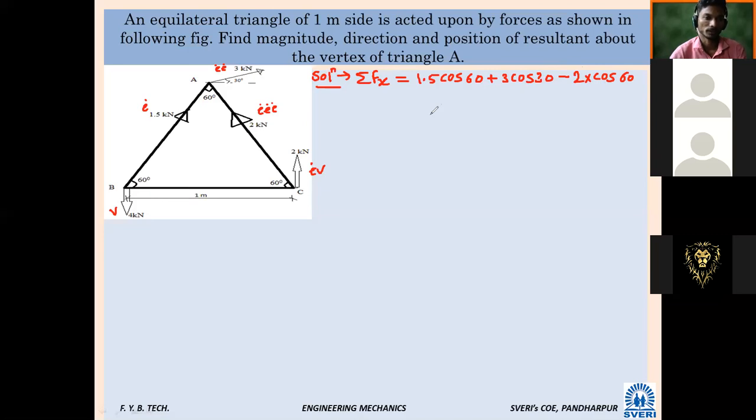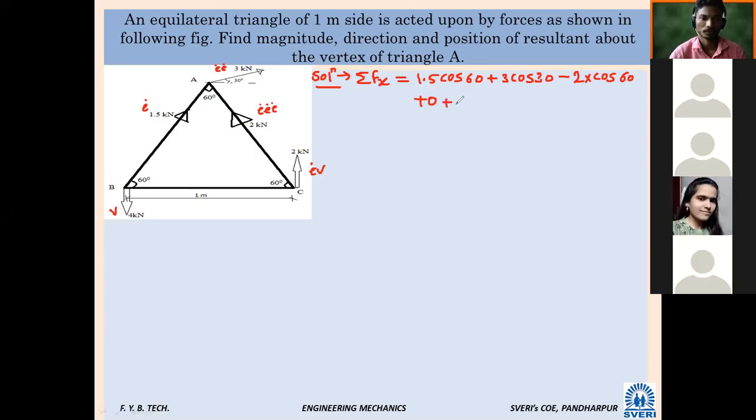Force number 4. X component of force number 4, 2 kilonewton. Zero. Why is it zero? It is a vertical force. X component of the fifth force, 4 kilonewton. Again zero, because it is vertical. So calculate now. Calculate summation Fx.